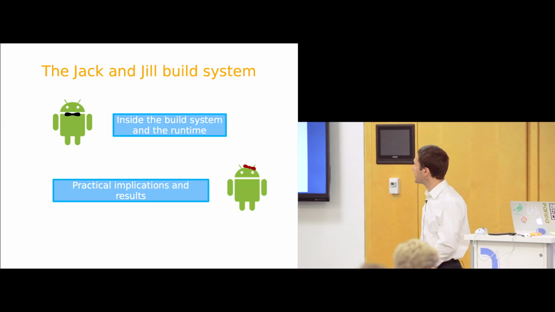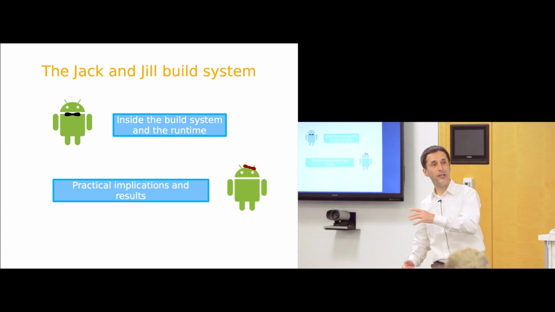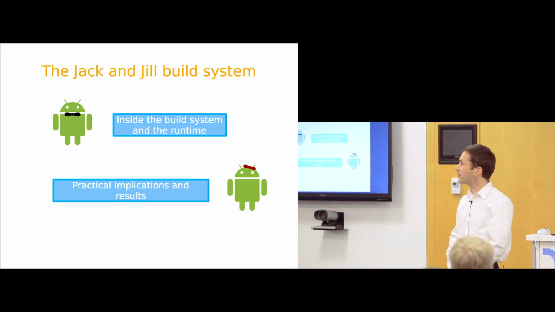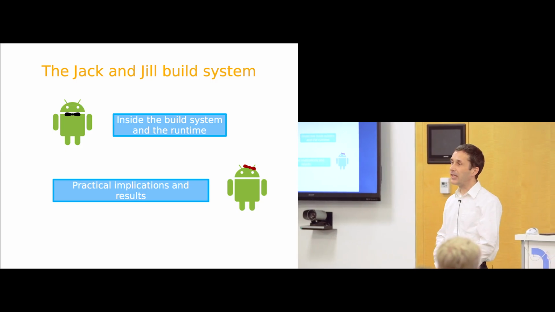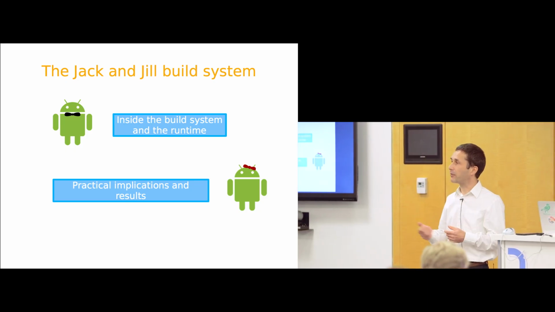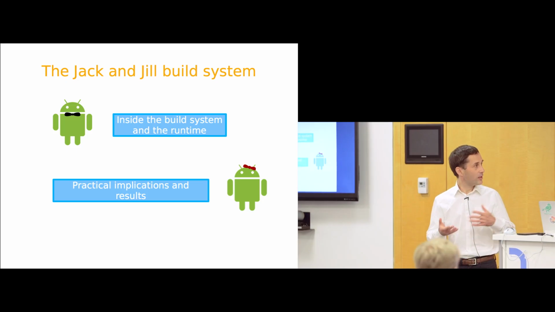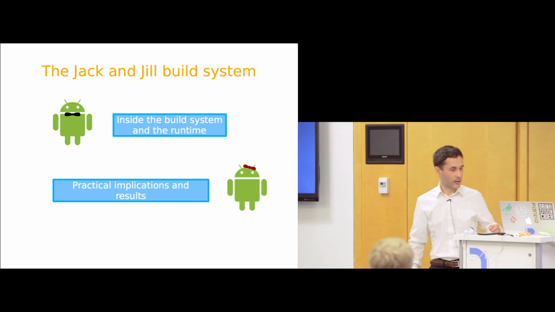So what I'll be talking about today, first of all, I'll go fairly deep into the technical details of the build system with Jack and Jill. But then I'll resurface and I'll talk about the practical implications, how that affects us as Android developers at various levels. So it affects me because I'm working on bytecode manipulation, but it'll also affect all of us as Android application developers. And I'll try to clarify and explain what happens there.